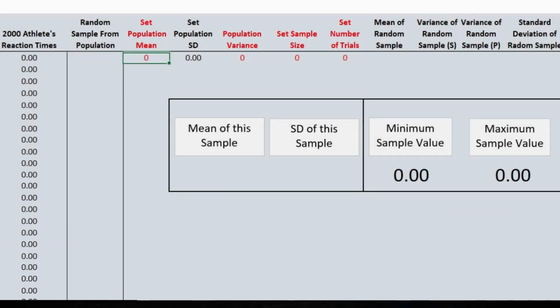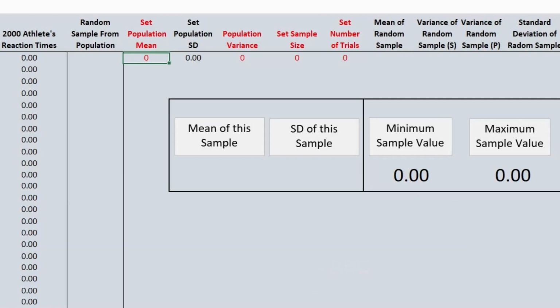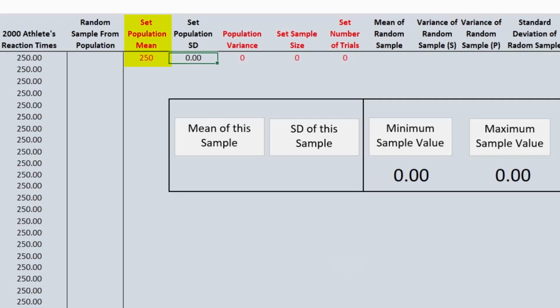For our simulation, we have an edge not typically present in real-world research. We know exactly what the mean and standard deviation of the entire population is before sampling. With this data, we can evaluate how accurately the sample represents the actual population parameters across different sample sizes. Let's initialize our simulation with an assumed average reaction time for the full athlete population of 250 milliseconds, alongside a standard deviation of 30 milliseconds. Consequently, the variance, standard deviation squared, is 900 square milliseconds.